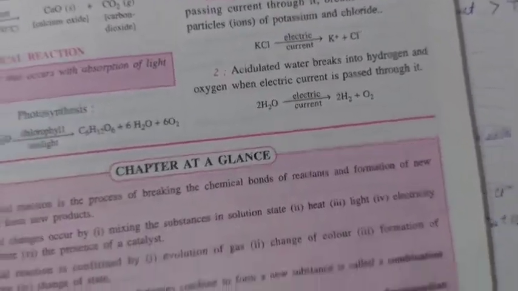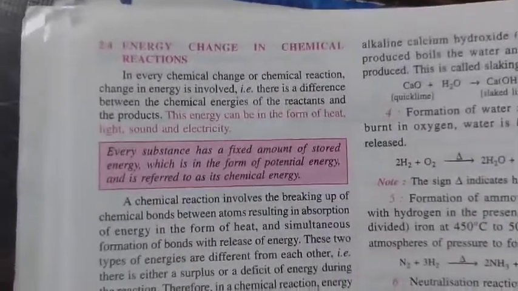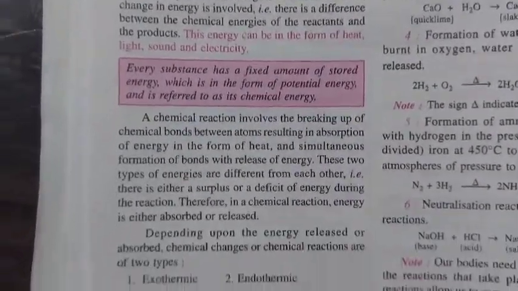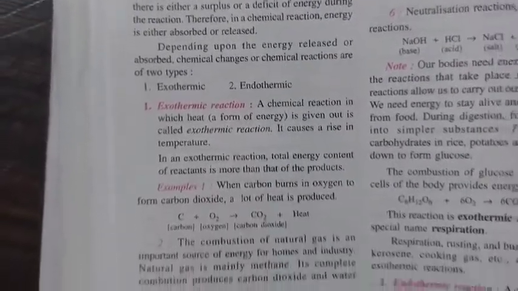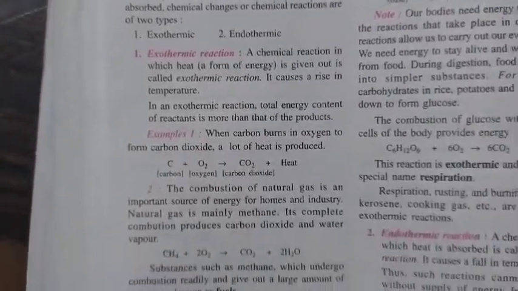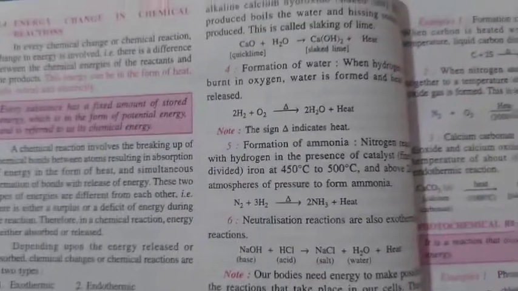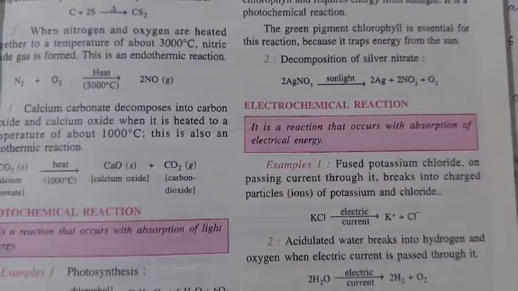So today we studied the energy change in the chemical reaction. What is chemical energy, the releasing energy and the absorbing energy, and the two types of reaction, exothermic and endothermic. Then we studied a few examples of exothermic and endothermic reactions, and then the photochemical reaction, and then the electrochemical reaction.